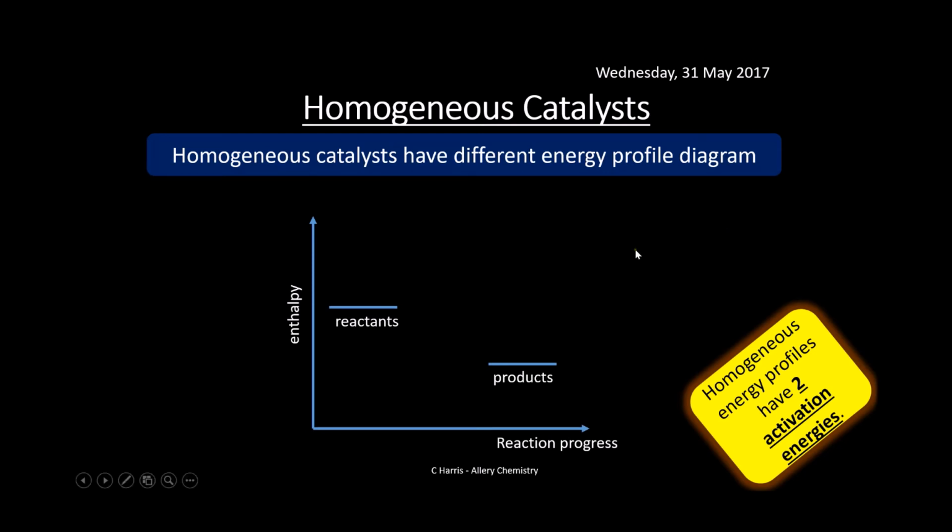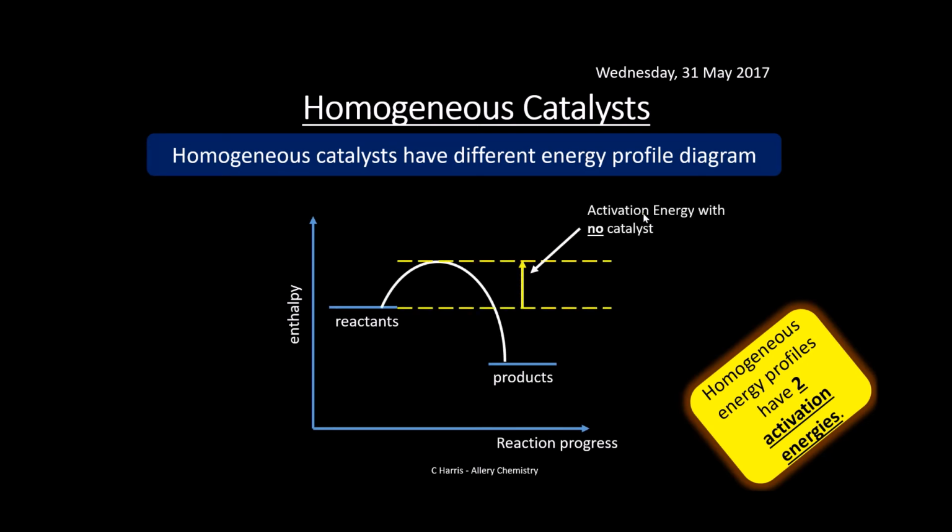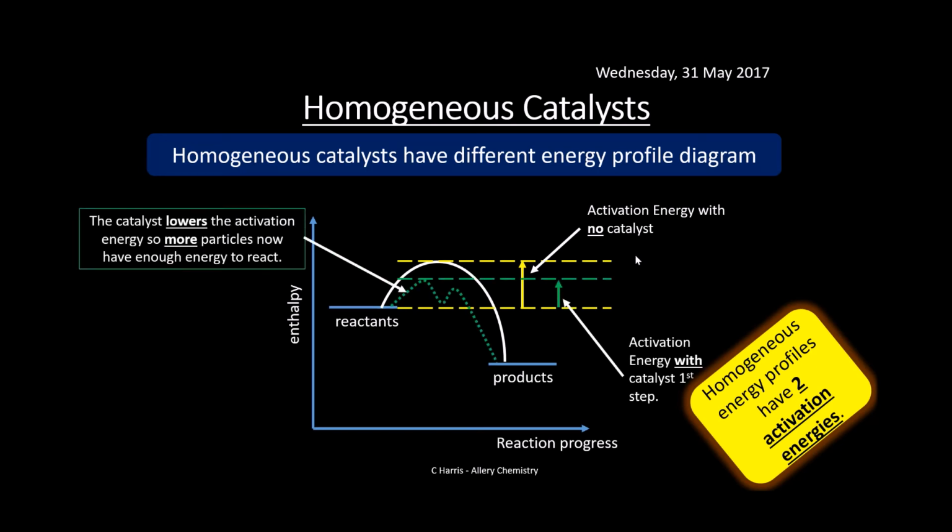Here's our energy profile. Here's our reactants, and here's our products. Enthalpy along the side, reaction progress on the bottom. Now you can see this is the activation energy with no catalyst. This is very similar to, remember, the heterogeneous catalyst, the solid one, which is just another single rise, but it's lower than that. But homogeneous catalysts form this intermediate. So they form this. It looks a bit strange, doesn't it? So this is the activation energy with the catalyst in the first step. You can see here that it is lower than the original one because it does lower the activation energy.